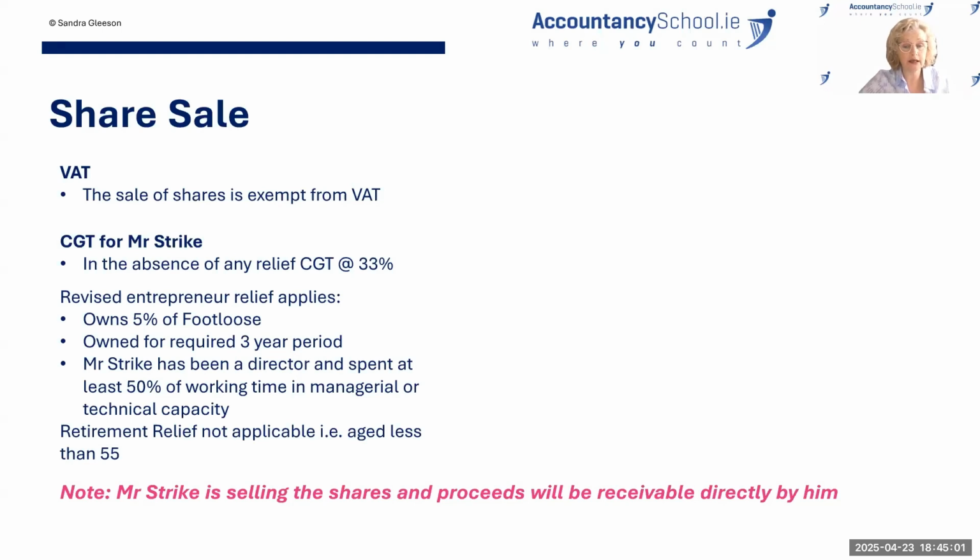Now, what does that mean? It means that when we're calculating his capital gains tax, the first 1 million of his gain will be taxed at 10% and the balance will be taxed at 33%. And then note there'll be a half mark maybe for saying that retirement relief is not applicable because he's aged less than 55. So now we want to calculate the amount of the tax.